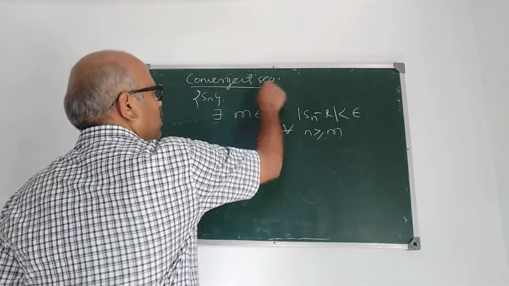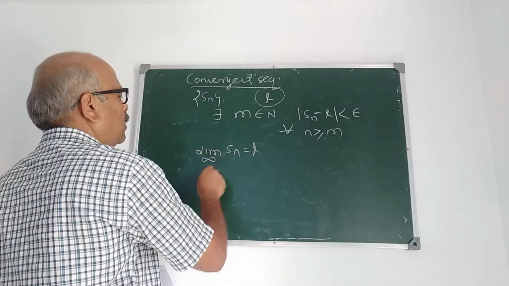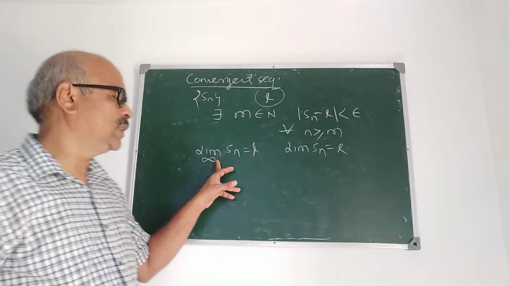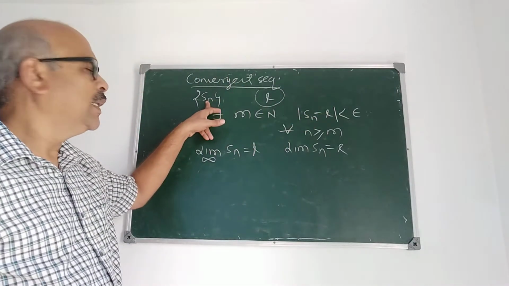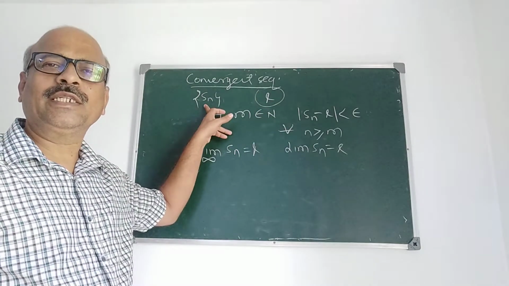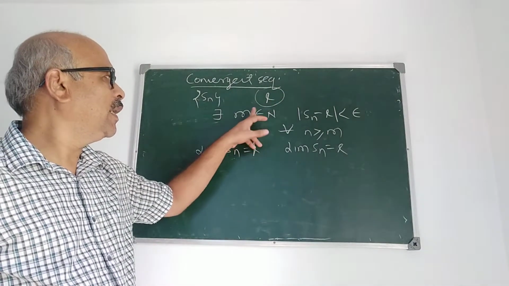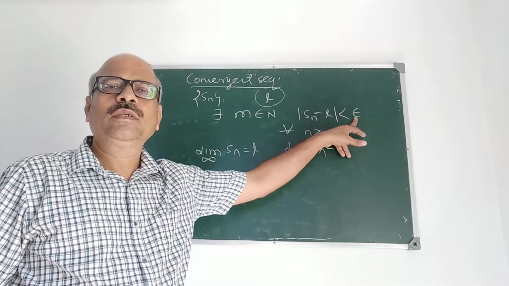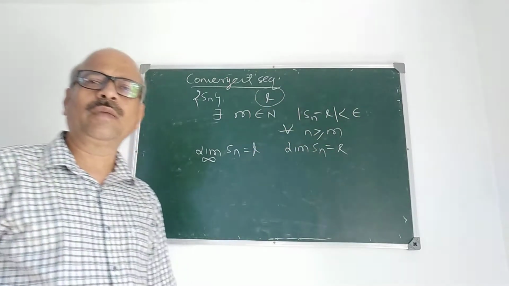Sometimes this L is called the limit of the sequence, and we write limit Sn is equal to L, or simply limit Sn is L, because n tends to infinity always here. So I repeat, the definition is like this. A sequence Sn is said to tend to a limit L, or to converge to L, if for m belongs to N, however large, there exists epsilon greater than 0, so that mod Sn minus L is less than epsilon for all n greater than or equal to m.